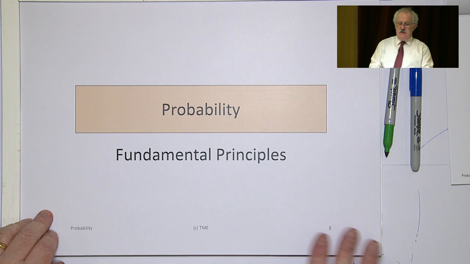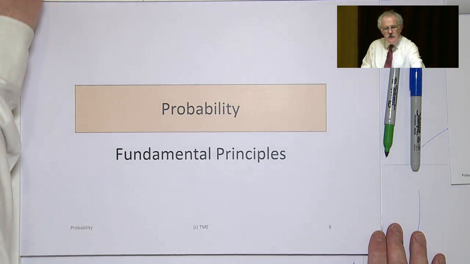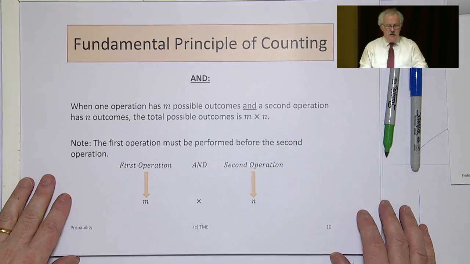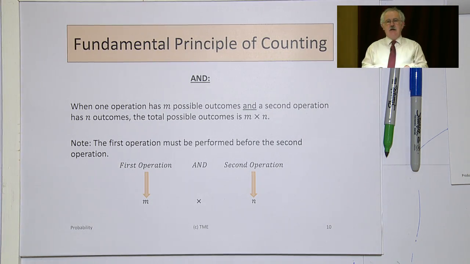Probability, fundamental principles of probability. Here we're going to look at a number of principles of probability relating to counting, counting the number of ways something can happen. And there are two important words we use in probability, the word and and the word or.